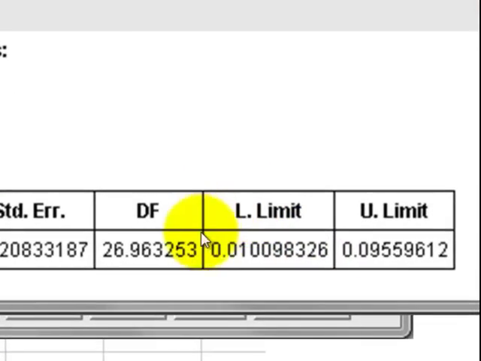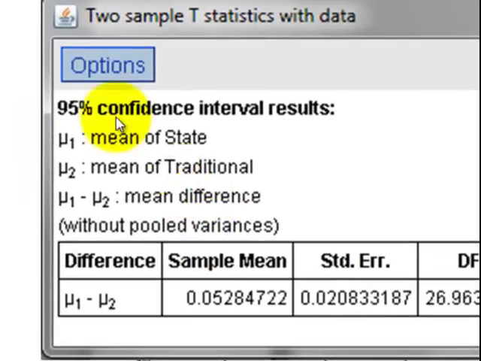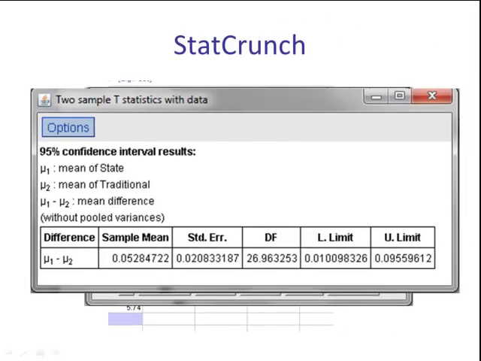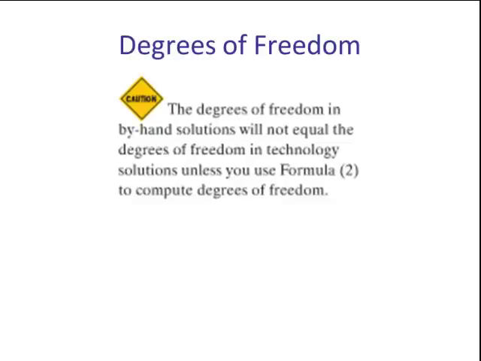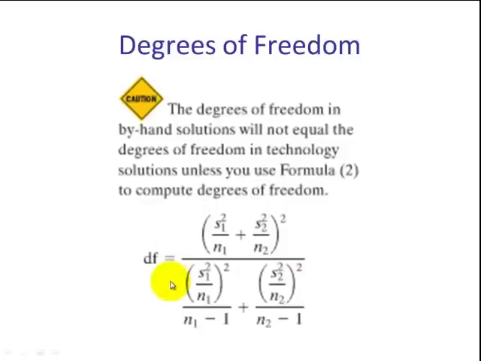Here we have our lower limit and our upper limit for the mean difference. And we can verify the information right up here. It's mu1 minus mu2 mean difference without pooled variances. So why are we getting different values than we did by hand? Well, it has to do with our degrees of freedom. The by hand solutions will not equal the degrees of freedom in the technology unless we use this formula. So this formula here is what you'd have to use by hand just to get the degrees of freedom. I highly suggest you use Minitab or StatCrunch.